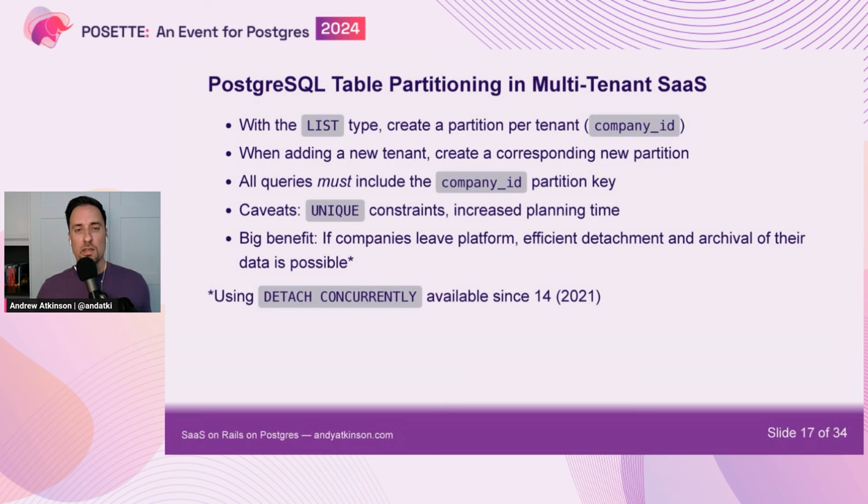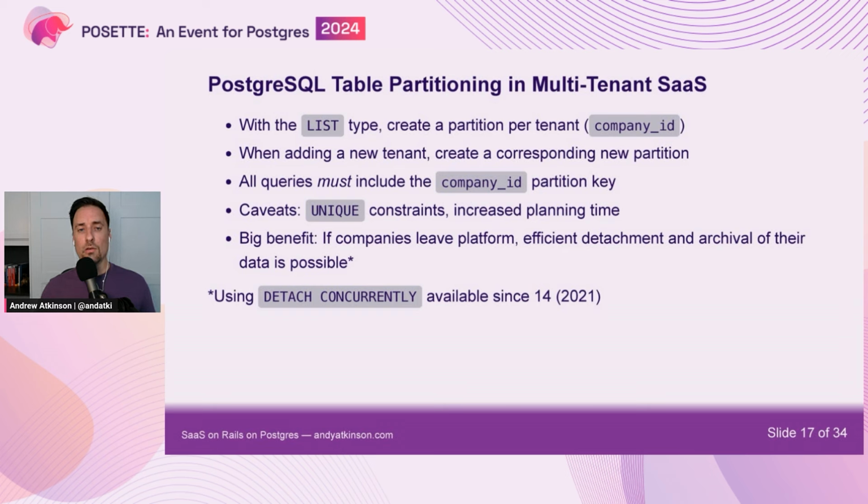Another capability in Postgres we could leverage for our multi-tenant design is table partitioning. And if you're not familiar with table partitioning, there are a few types that we can choose from. What we're looking at here is the list type. And what we would do is create a partition per tenant, or per company ID in this case. And besides creating that partition, we'd make sure that all of our queries in our client application have that company ID column as part of their conditions, which is our partition key.